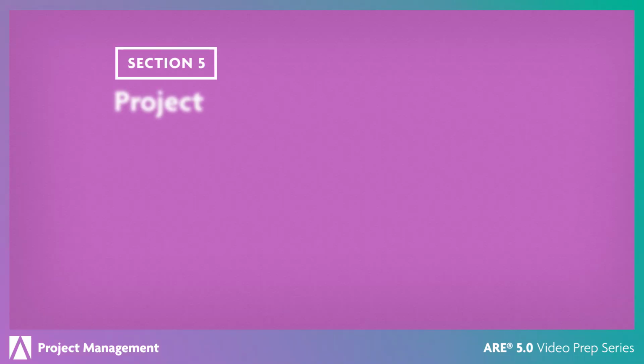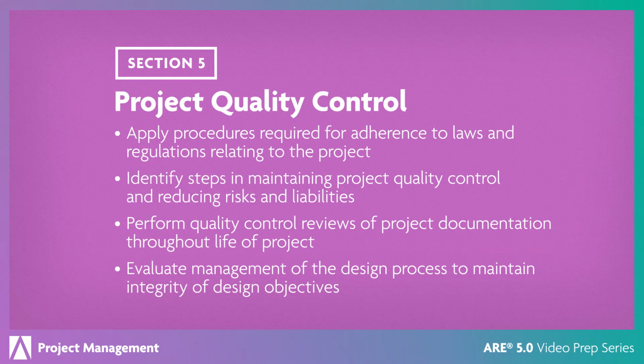The Project Quality Control section analyzes quality control methods, procedures, and review processes in order to maintain the proper standard of care throughout the entire project. As with the previous sections, this is not about design-related decisions, but rather the necessary administrative procedures throughout the project. Let's look at a sample question.